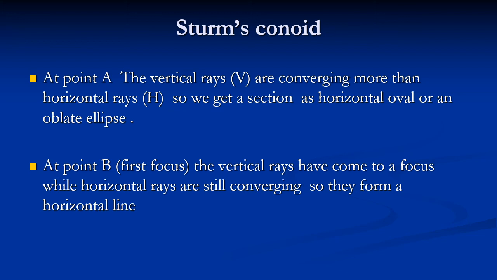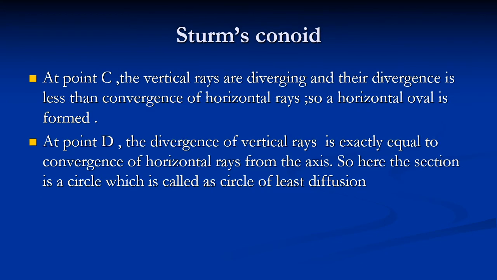At point B, that is the first focus, the vertical rays have come to a focus while the horizontal rays are still converging. So they form a horizontal line. This will be important for understanding astigmatic refractive error.